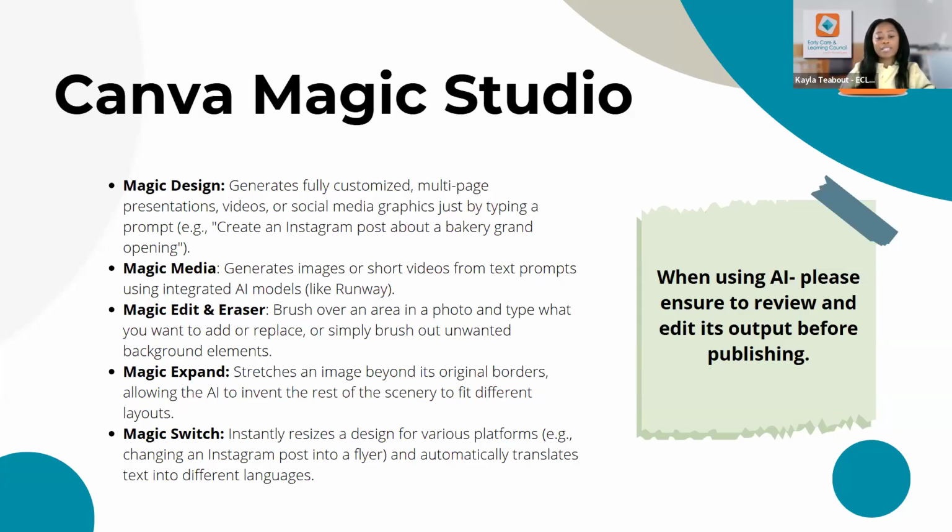Magic Switch instantly resizes a design for various platforms. So, changing an Instagram post into a flyer, because there are different origins and sizing issues, it'll do it for you so that you don't have to worry about all of the clicking and editing and all of that. It also automatically translates into different languages.